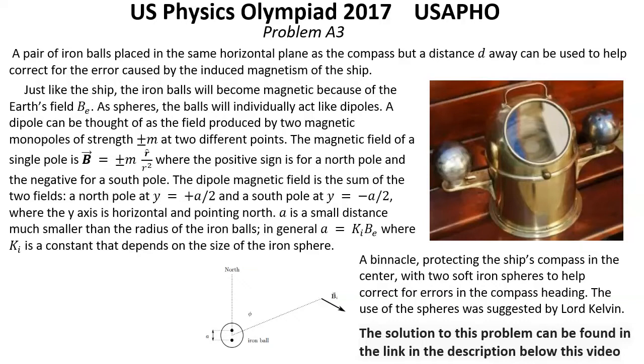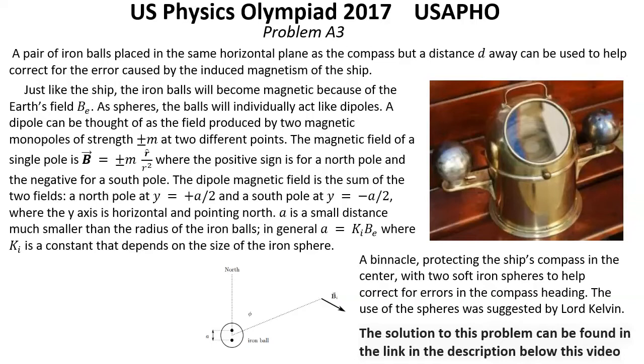iron sphere. On the picture, a binnacle protecting the ship's compass in the center with the two soft iron spheres to help correct for errors in the compass heading. The use of the spheres was suggested by Lord Kelvin.